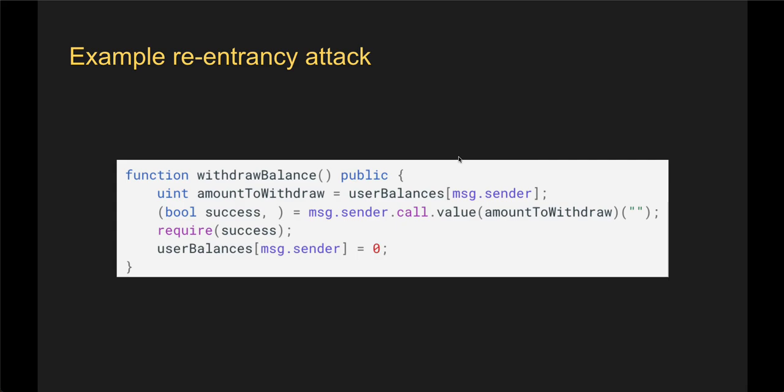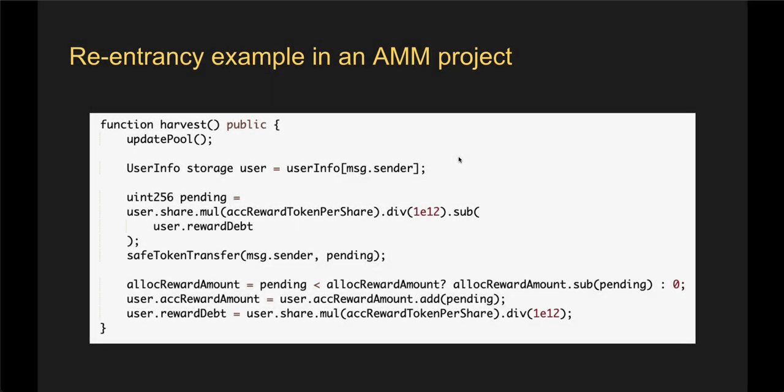And now we can look at the real-life example in an AMM project. In various AMM projects, we have a harvest function, which basically allows us to gather all the accrued rewards tokens that we have for all the LP owners, but we don't want to dive into that. But what's really happening here is updating the state of the pool. That's fine. We're reading all the user info of the caller. We're calculating the pending rewards, and we're doing a safe token transfer, and then we're updating some state variables.